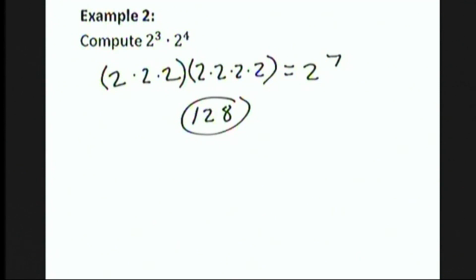This example leads us to the following rule. When multiplying two expressions with the same base, we can add the exponents. So in other words, x to the a times x to the b is equal to x to the a plus b.